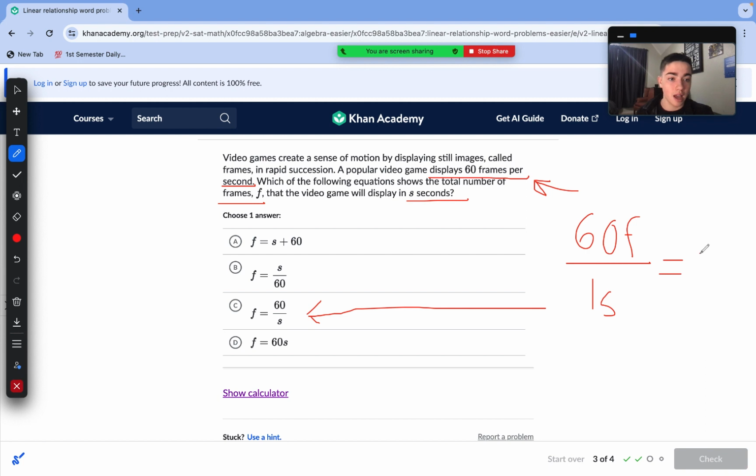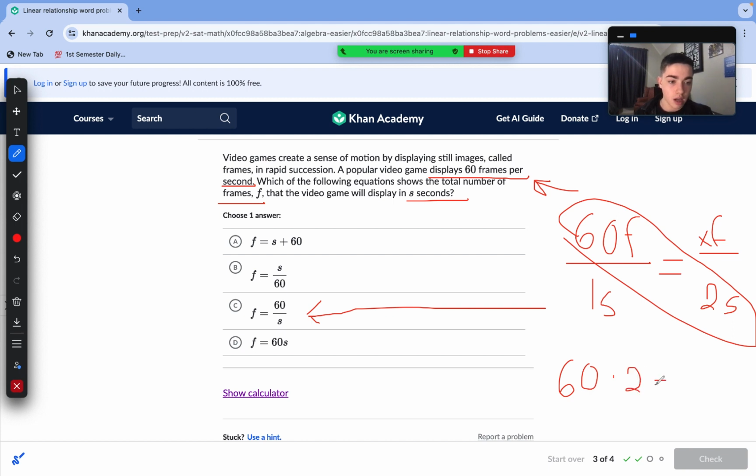So in order to find X amount of frames for, let's say, 2 seconds, we have a neat little proportion here, which when we solve using butterfly multiplication, turns out we multiply that 60 by our number of seconds to yield 60 times 2 equals our X amount of frames. If we take a look here, 2 is a seconds value, so we end up doing 60 times our seconds value equals our frame value, which is equivalent to answer choice D.